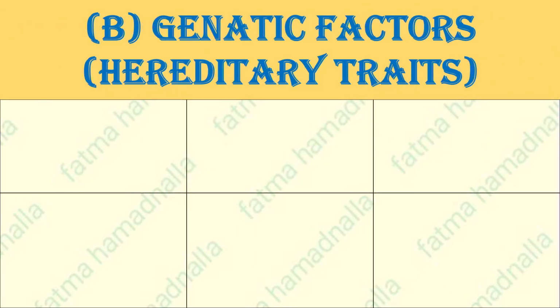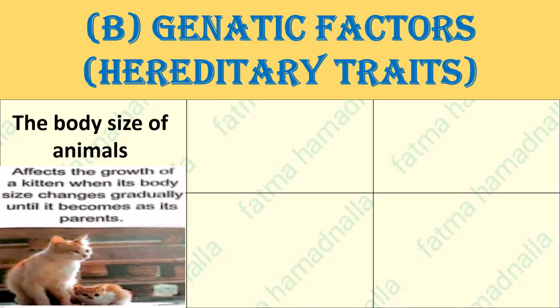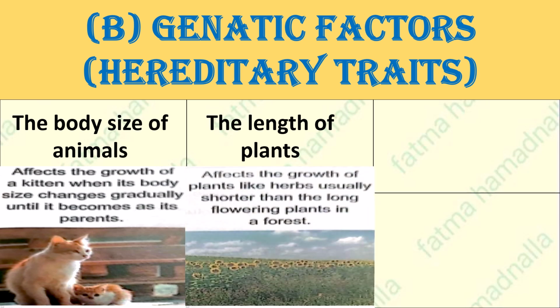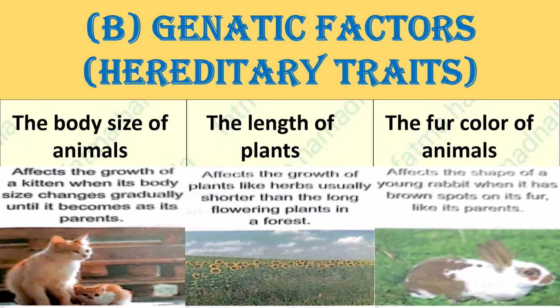We said that genetic factors, or hereditary traits, include the body size of animals. For example, it affects the growth of a kitten, when its body size changes gradually until it becomes like its parents. Okay? The height, or length, of plants, for example, affects the shape of plants, like herbs and flowering plants in a forest. The fur color of animals, for example, affects the growth of young rabbits when it has short brown spots on its fur, like its parents. Okay?